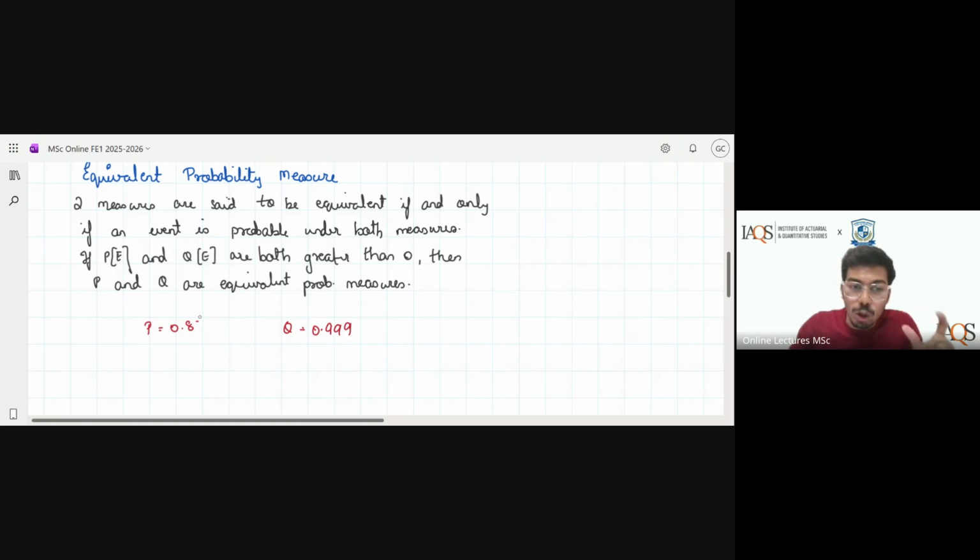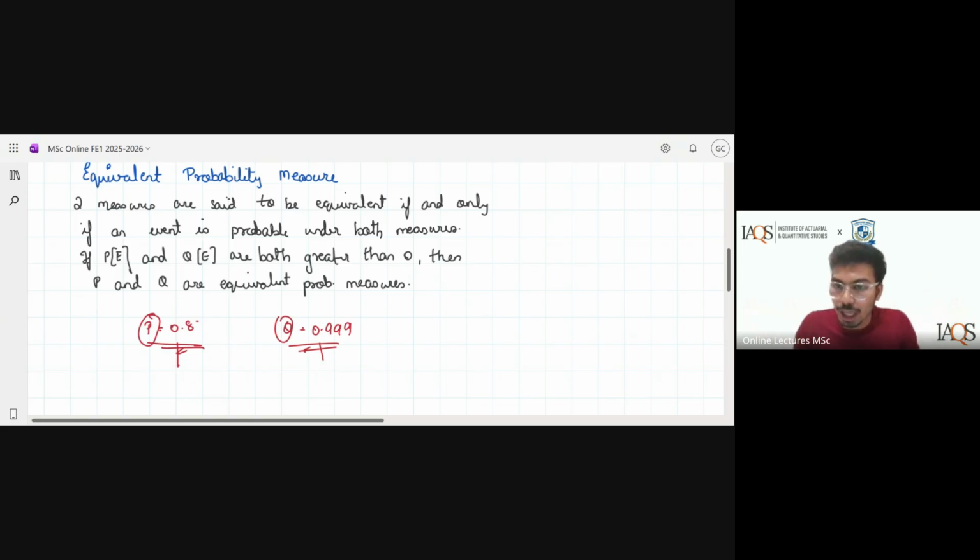Now, I know the event of you passing is probable. What do I mean by probable? It basically has non-zero probability. There is some probability of the event happening. Can I say under both approaches, under both measures, the probability that you will pass is non-zero? In such a case, both the approaches or both the measures are called equivalent probability measure.